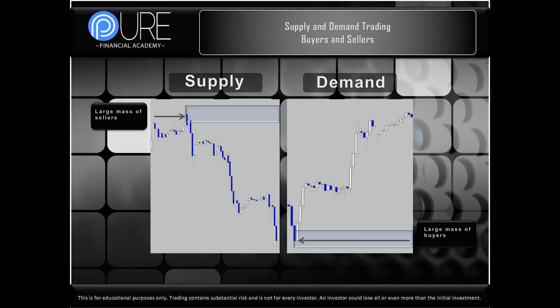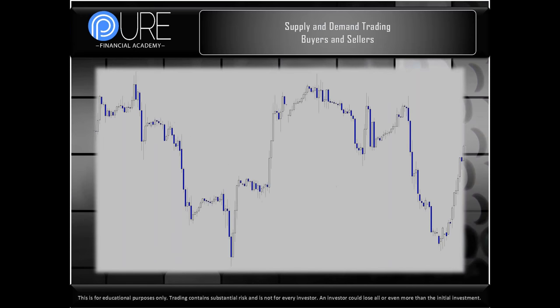We don't just throw rectangles on it and throw some trades. But as we move forward and we talk about the qualifications and so on, most likely it'll make more sense. Not to mention that we have software doing it for us. So here we want to look at those buyers and sellers.